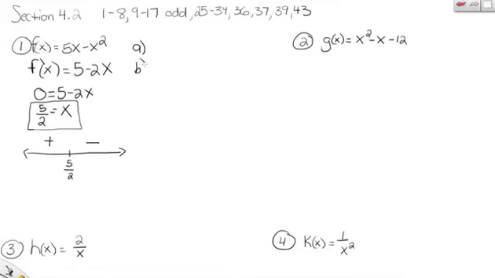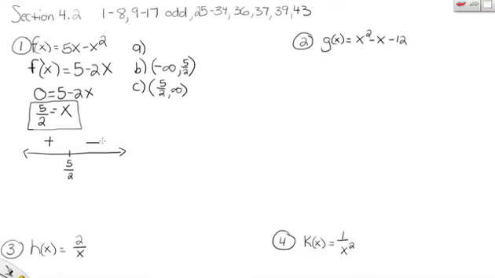A, B, and C. B is where it is increasing, and that's where the slope is positive. So from negative infinity up to 5/2. We'll say not including 5/2, because at 5/2 the slope is 0, which means it's neither increasing nor decreasing. C is going to be decreasing, 5/2 to infinity. And A is going to be identify the local extrema.